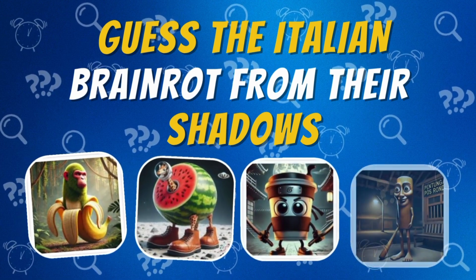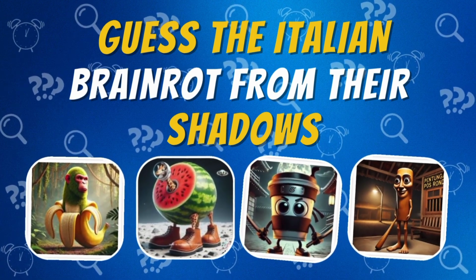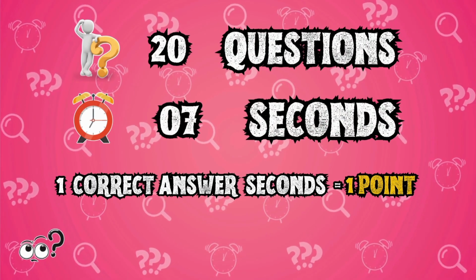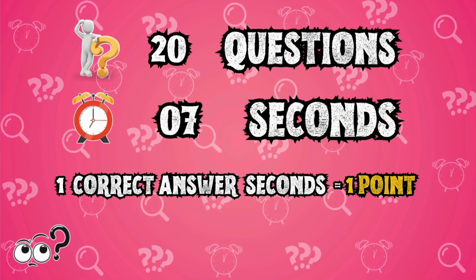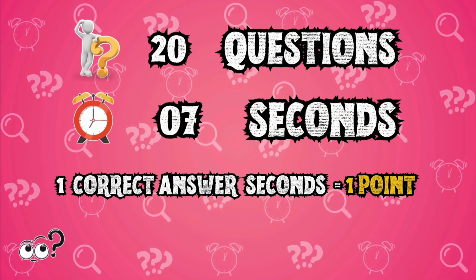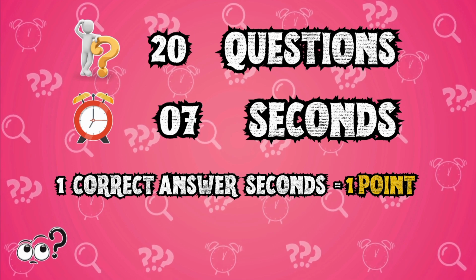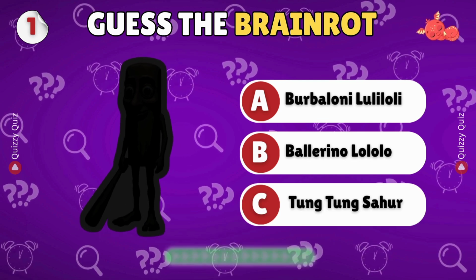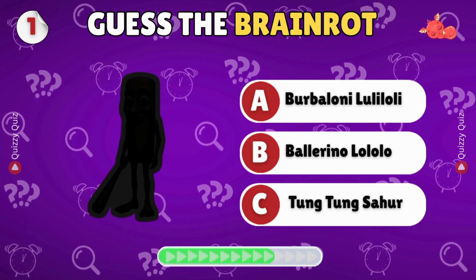Today we are going to play Can You Guess the Italian Brainrot from Their Shadows? There are 20 questions and you have to answer each in 7 seconds. Each correct answer scores 1 point. Guess the Italian Brainrot.